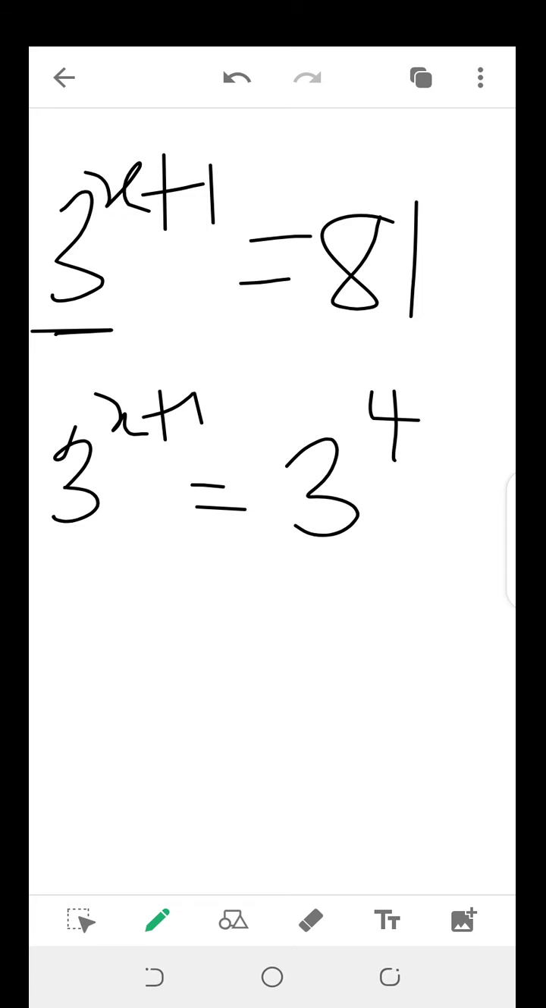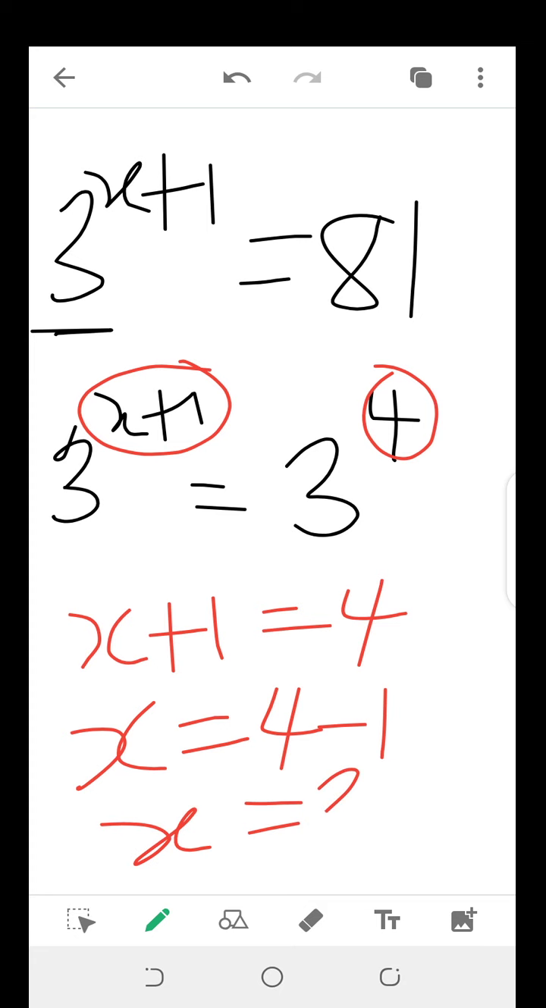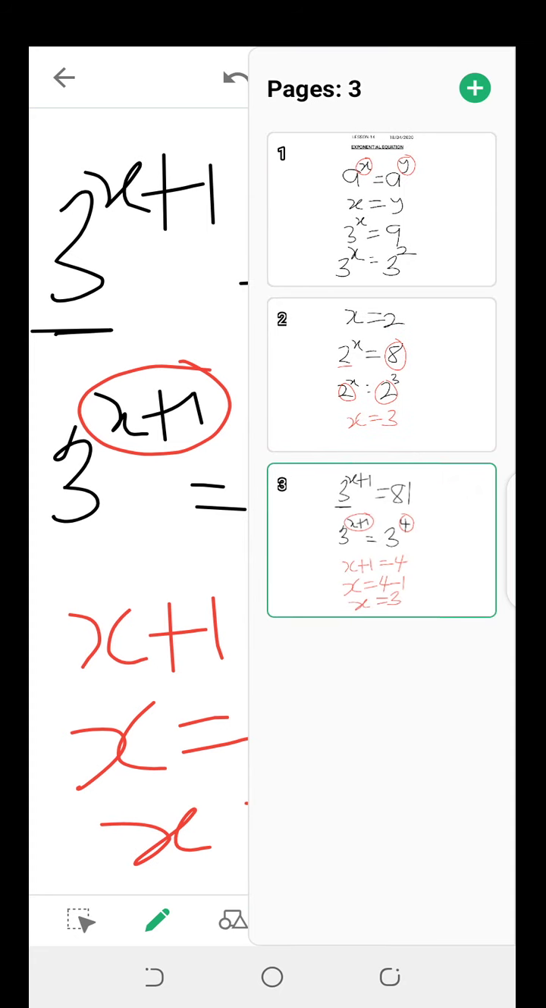Now, because the bases are the same, we can equate the exponents. Look at something here. The exponent for the first base is x plus 1, and the second exponent is 4. So we equate the exponents because they have the same base. Therefore, x plus 1 is equal to 4. Then we make x the subject, so x is equal to 4 minus 1, and our x is equal to 3. Let's take another example and see how we can solve further questions on this.